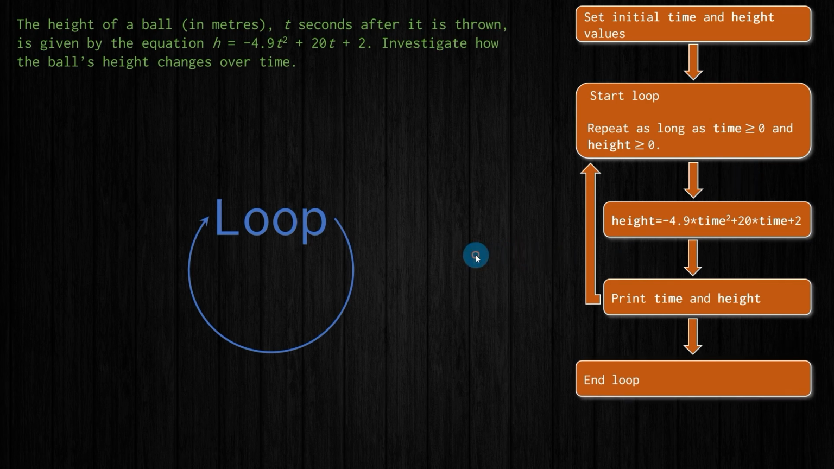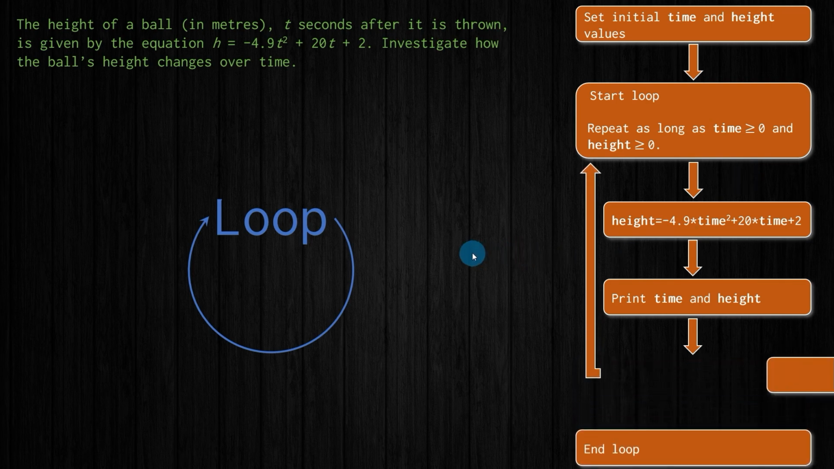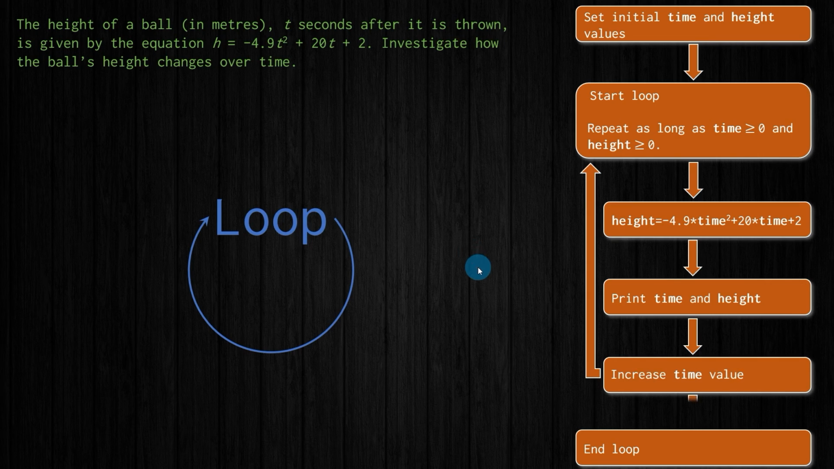So we have to add in one more step here, a very important step, where we increase our time value. And the cool thing is you can increase it by whatever you want. So say we only want to increase it by half a second. We can increase the time value by 0.5. Now when we go to repeat the loop, we're using a slightly higher time value, calculate the new height value, print them, increase the time value again, and go repeat the loop.